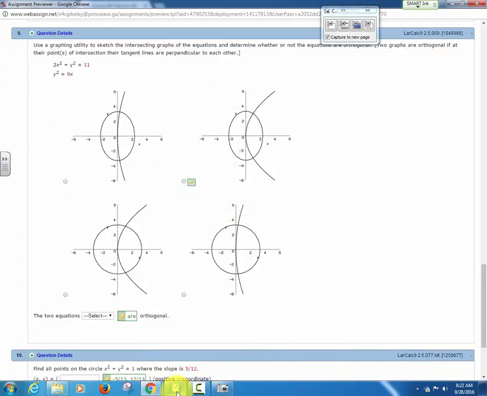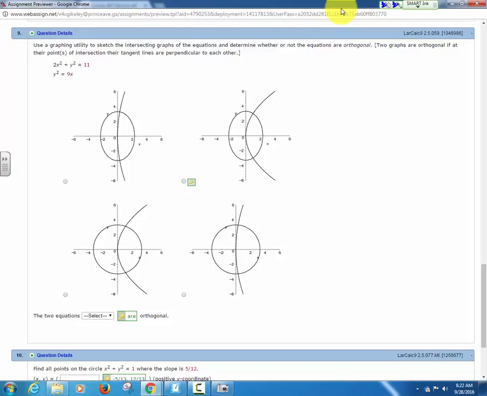Use a graphing utility to sketch the intersecting graphs of the equations and determine whether or not the equations are orthogonal. Hard word to say this early in the morning. Two graphs are orthogonal if at their points of intersection the tangent lines are perpendicular to each other. Okay, so you said you got the graph okay?